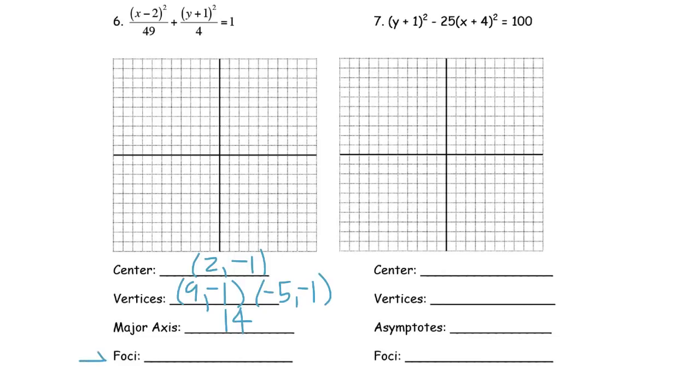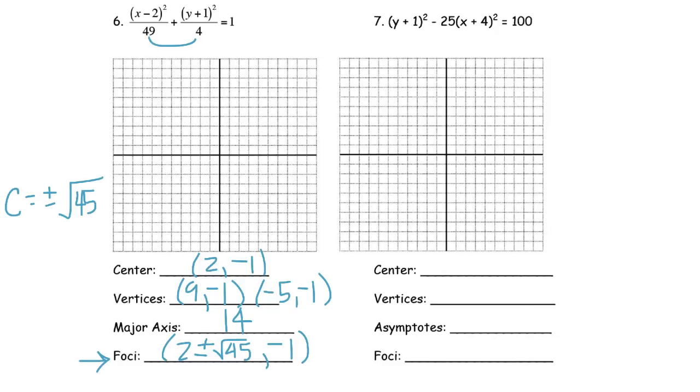You can use your calculators to find the foci, or we can do what we did just a minute ago. C is going to be equal to the plus or minus square root of 49 minus 4, or 45. And so you would add that to wherever the larger amount was, which was under x. So the foci would be 2 plus or minus the square root of 45, and then comma negative 1.